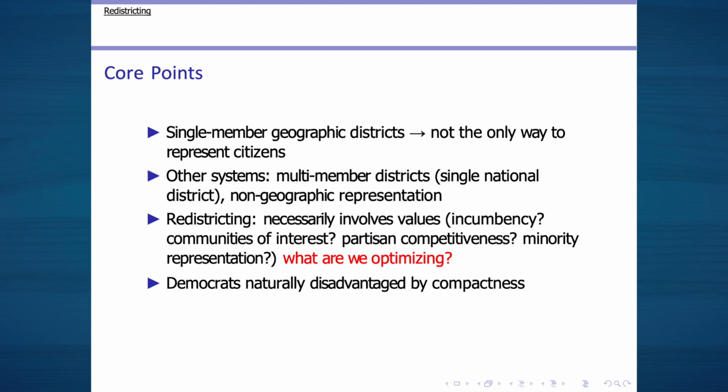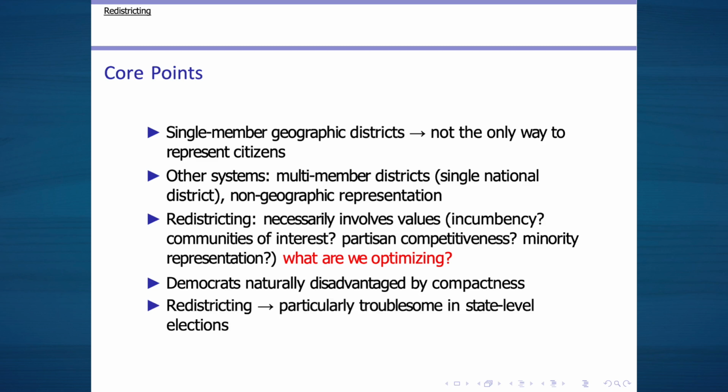So one of the critical questions is just what are we optimizing? Another point that I want to make is that even sometimes ostensibly neutral criteria can actually have significant partisan consequences. And one of the things I want to point out is the way in which Democrats can naturally be disadvantaged by, say, compactness criteria.